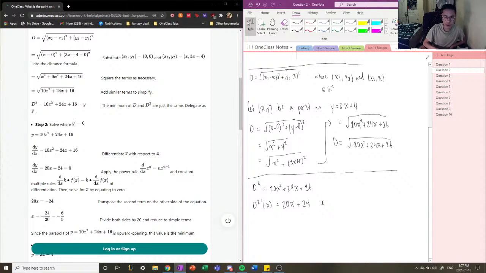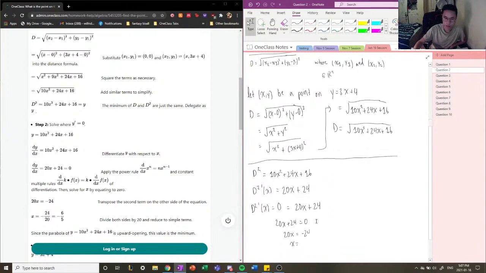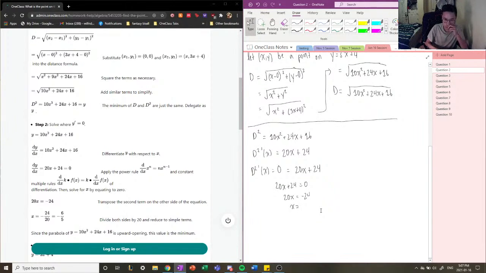Right, so now that I found the derivative, this is what it is, and we're going to set d squared prime of x to be equal to 0. And to do that, we're going to calculate the value of x which will make this equal to 0. So then, if 20x plus 24 is equal to 0, then we get 20x equals negative 24. We get x equals negative 12 over 10, and negative 6 over 5.